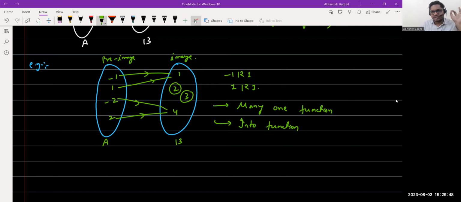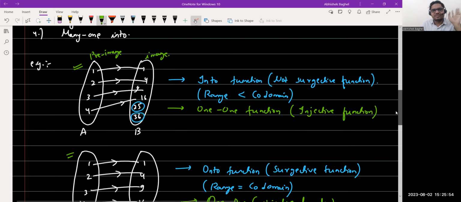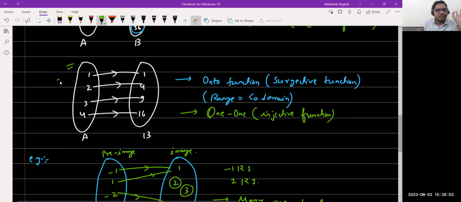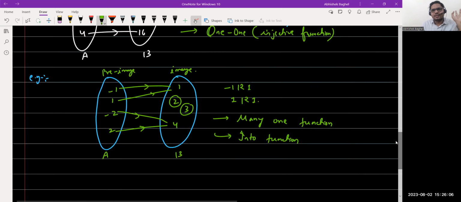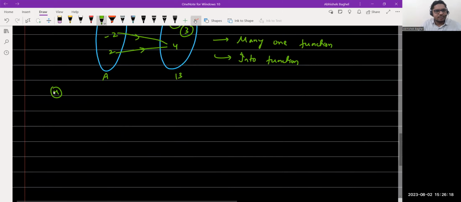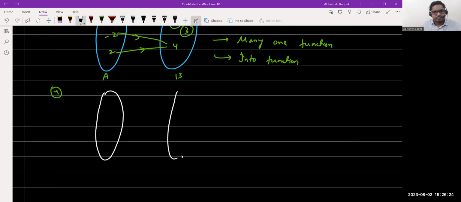So we have basically 4 types of functions. First, we have seen one-one into function. The second one is one-one onto function. Then we have many-one into function. This one is a many-one into function. We'll take one more example, an example of many-one onto function. See this one, the fourth example, many-one onto function. So let's say here we have set A, here we have set B.